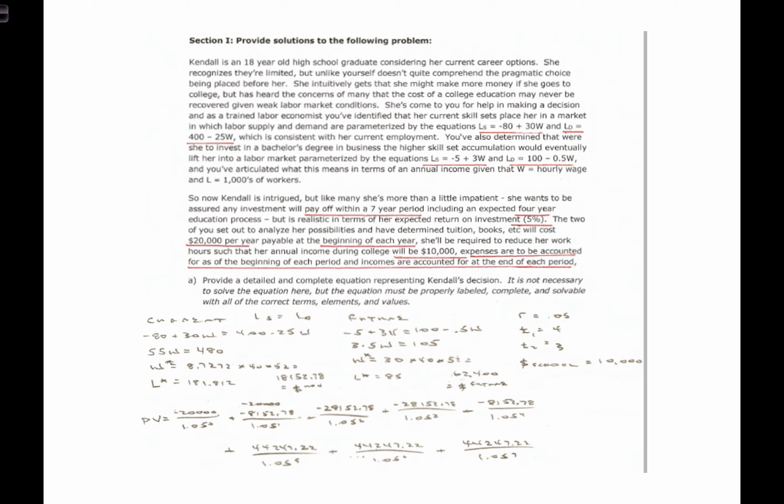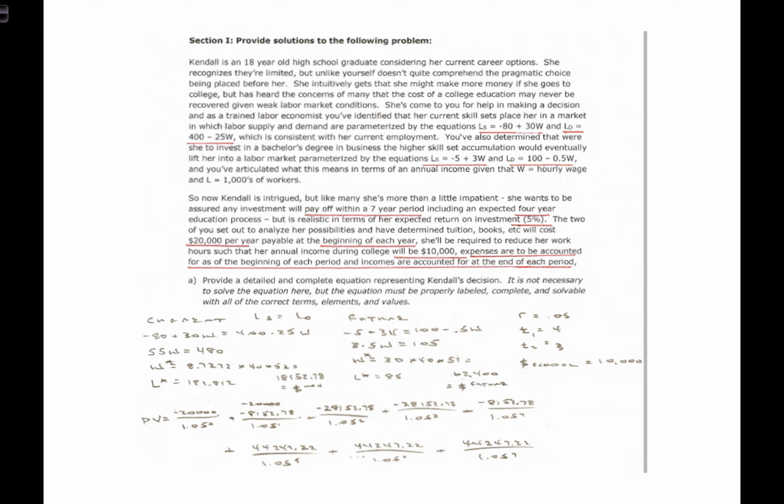You then are able to consider what her potential future wage is based upon the investment she's preparing to make, and that's parameterized by the equations labor supply equals negative 5 plus 3W and labor demand equals 100 minus 0.5W. And you're told that W is an hourly wage. I think we can reasonably assume that an hourly wage would be multiplied by 40 hours a week times 52 weeks a year to think about an annual wage. And you're told that L is the number of workers in thousands.